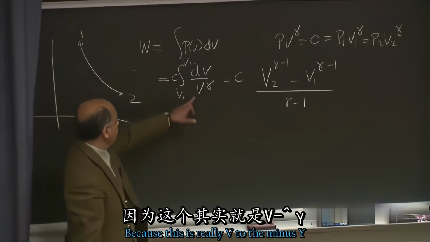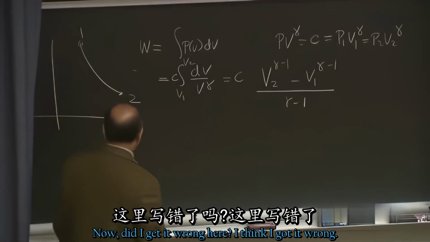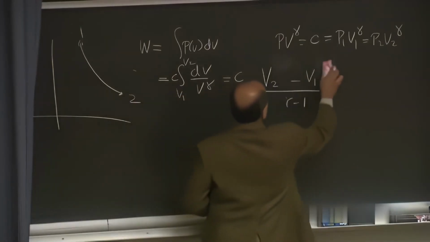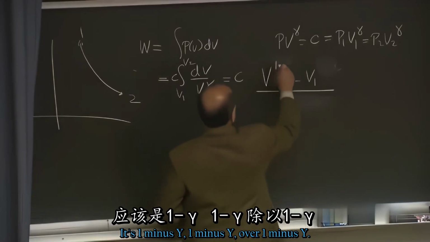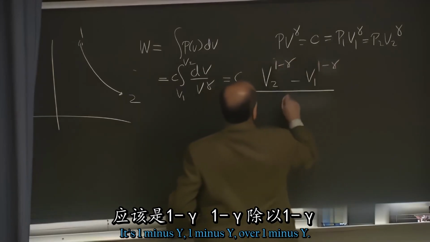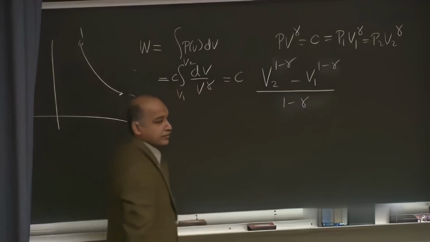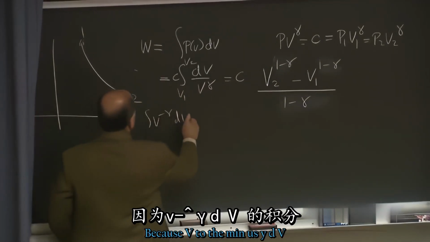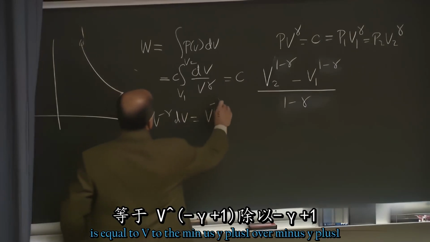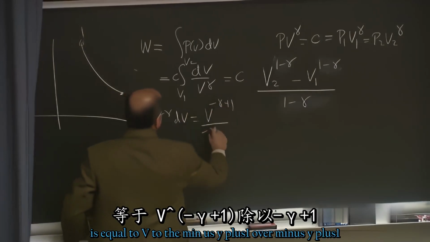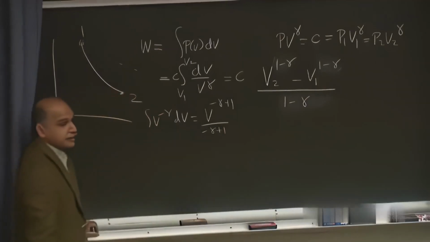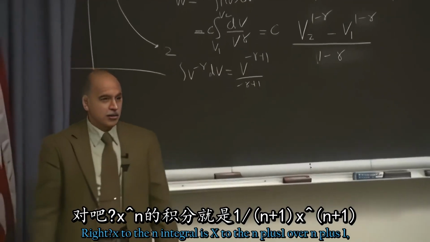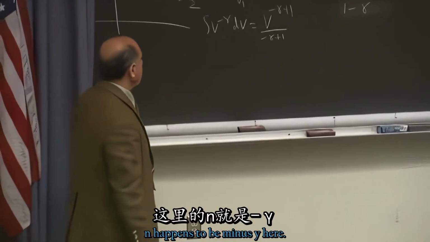Because this is really V to the minus gamma. Did I get it wrong here? I think I got it wrong. Sorry. It's 1 minus gamma over 1 minus gamma, because the integral of V to the minus gamma dV is V to the minus gamma plus 1 over minus gamma plus 1. Right? The integral of x to the n is x to the n plus 1 over n plus 1. n happens to be minus gamma here.